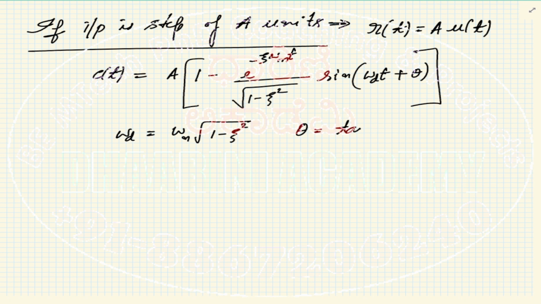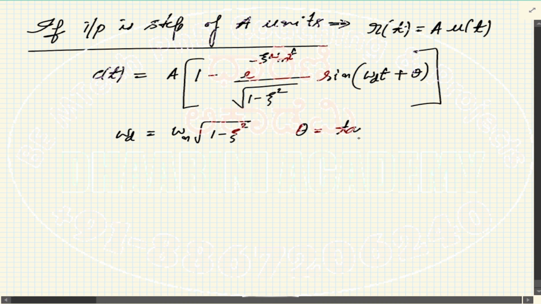Sorry for the inconvenience. We were discussing the theta. So how do you calculate theta? Theta is the phase angle, and it can be calculated as tan inverse of root of 1 minus zeta square whole divided by zeta. So this comes in radians.